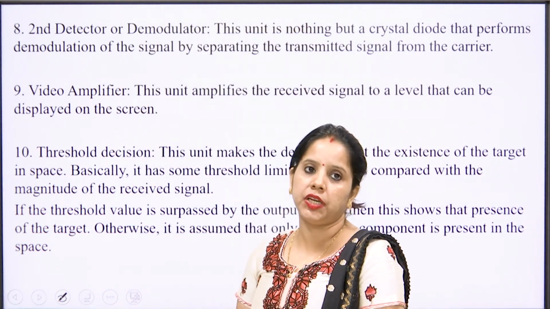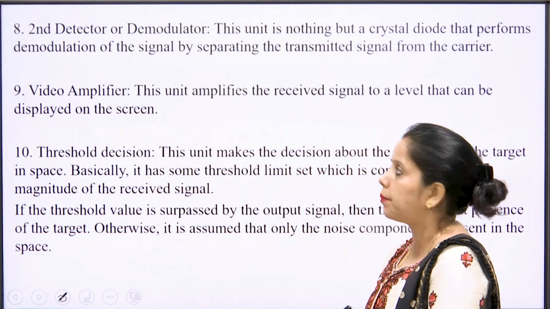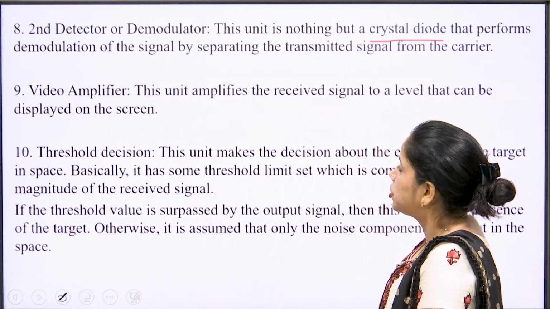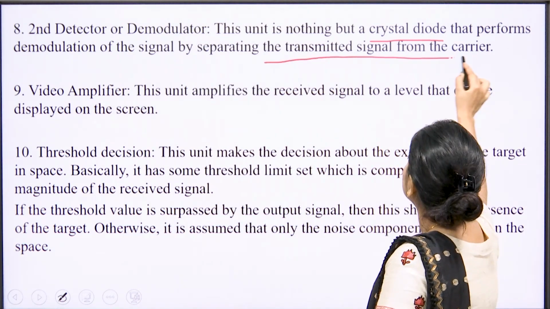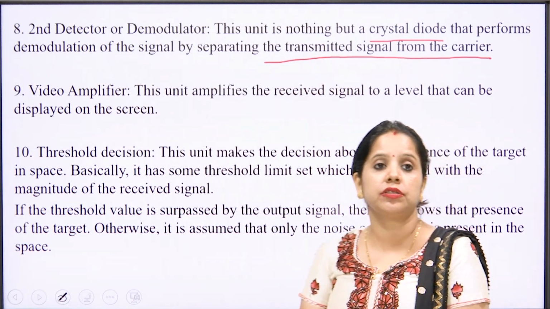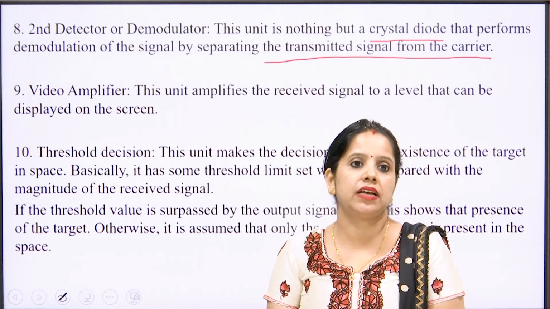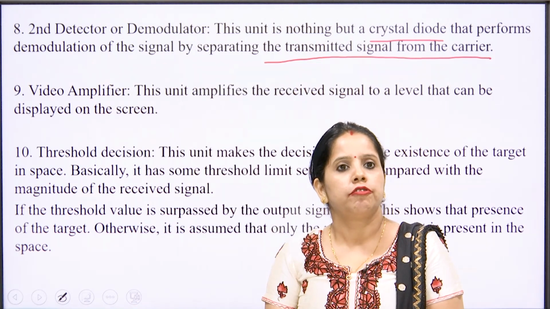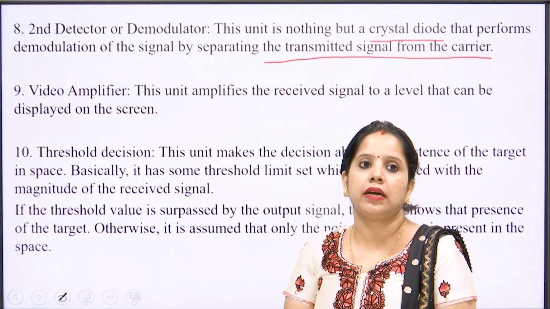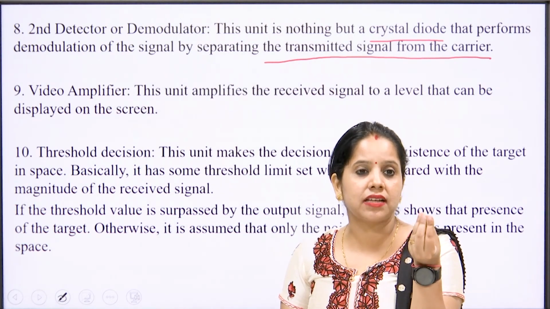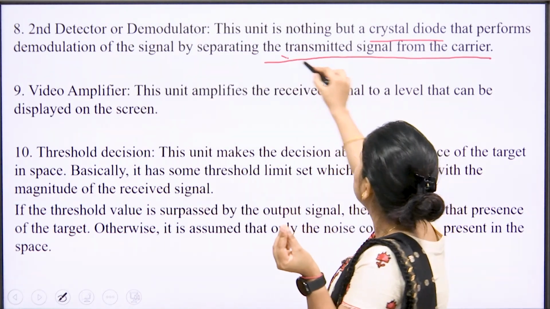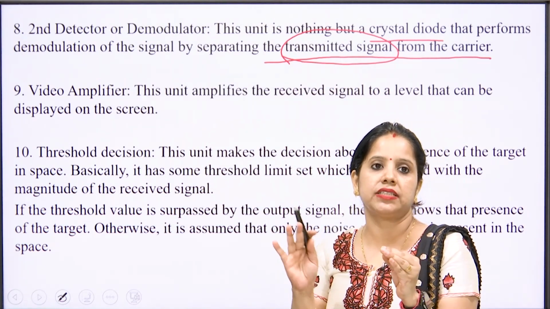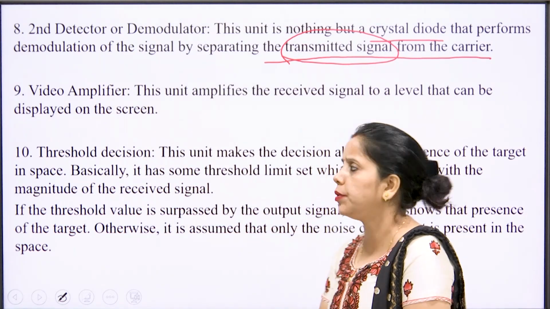Now, the second detector or the demodulator. The function of the demodulator is the same as we have in communication. The unit consists of a crystal diode that performs the demodulation of a signal by separating the transmitter signal from the carrier. In the demodulator section, as in a normal communication system, we separate the modulating signal from the carrier. The same thing is happening here, and basically our modulating signal consists of the information. Here that function is performed by the transmitter signal. So, in the demodulator section, we are separating the transmitter signal from the carrier, same as we used to do in the communication system.